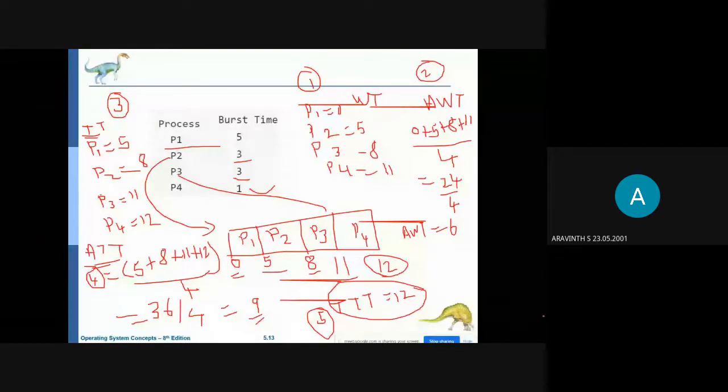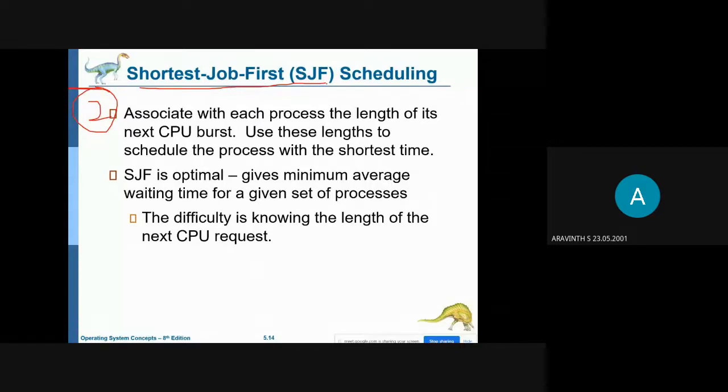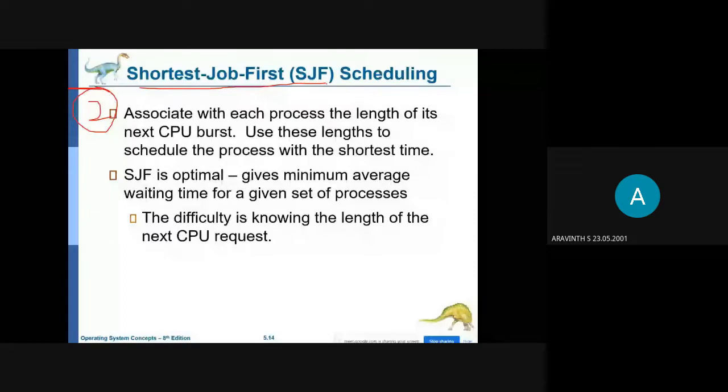So next, the types of scheduling. First one is first come first serve scheduling, FCFS. Second type is shortest job first scheduling. Why do we need to go to shortest job first scheduling? There is a problem in first come first serve scheduling that is called starvation. Keep the word in mind, starvation.